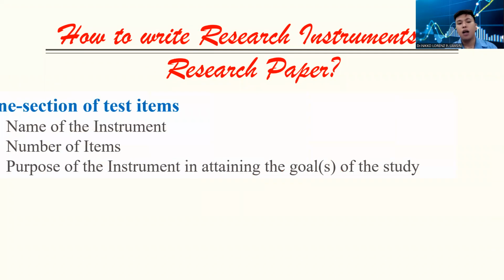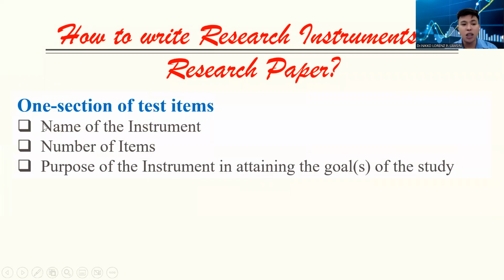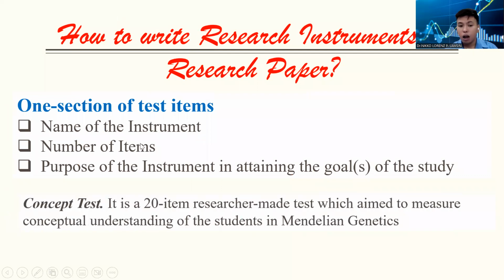Now, how to write your research instrument in your research paper. If your research instrument has one section of test items, you mention the name of the instrument, identify the number of items, and identify the purpose of the instrument in attaining the goal or goals of the study. Example, concept test. Is the name, how many items, and what is this for? So, Concept Test, period, italicized and bold. It is a 20-item researcher-made test which aims to measure conceptual understanding of the students in Mendelian genetics.